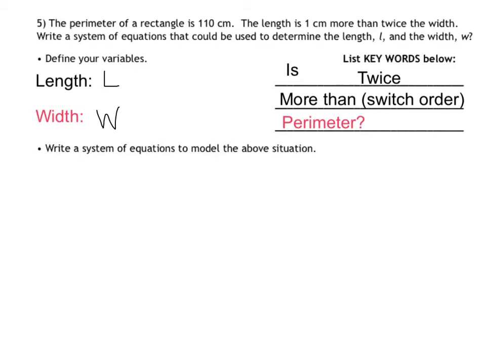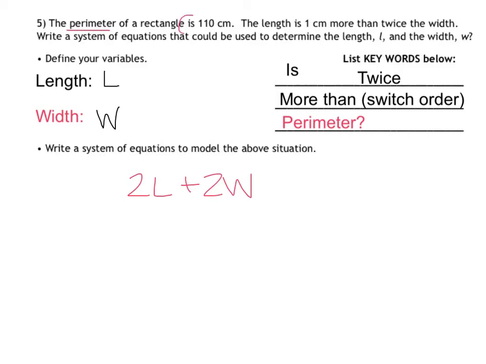Notice that has the 2 letters that we're using, so we're going to have to use that. So now let's write our system, and I'll write the first one by using the first sentence. It starts off with perimeter. Well, what do we know perimeter is? 2L plus 2W. That's just straight from a formula.